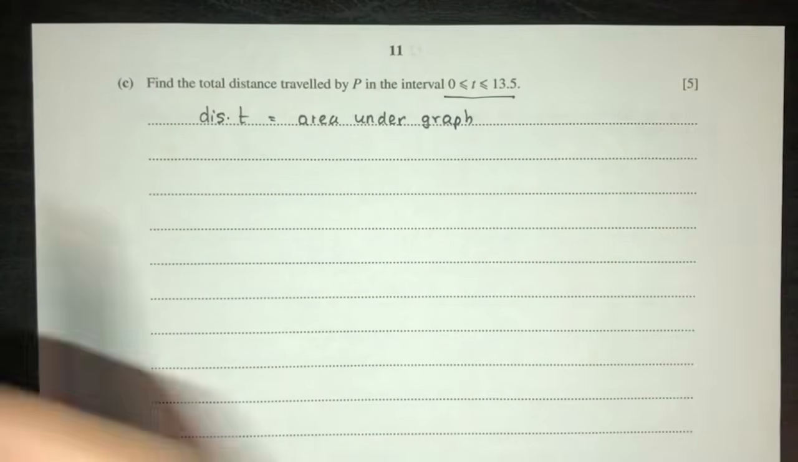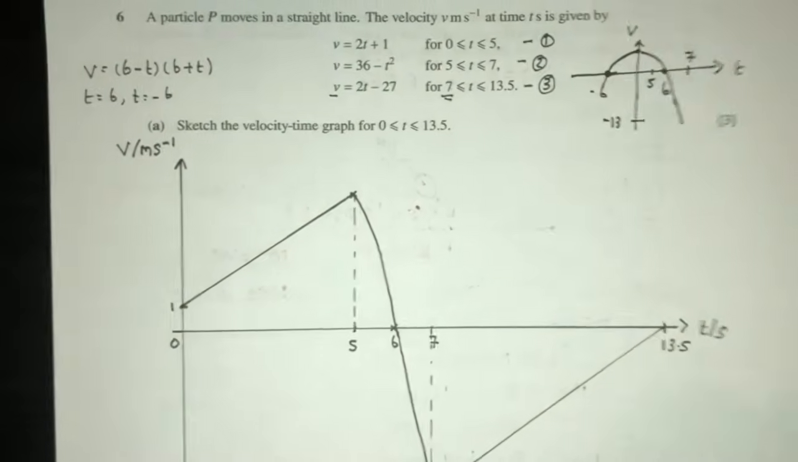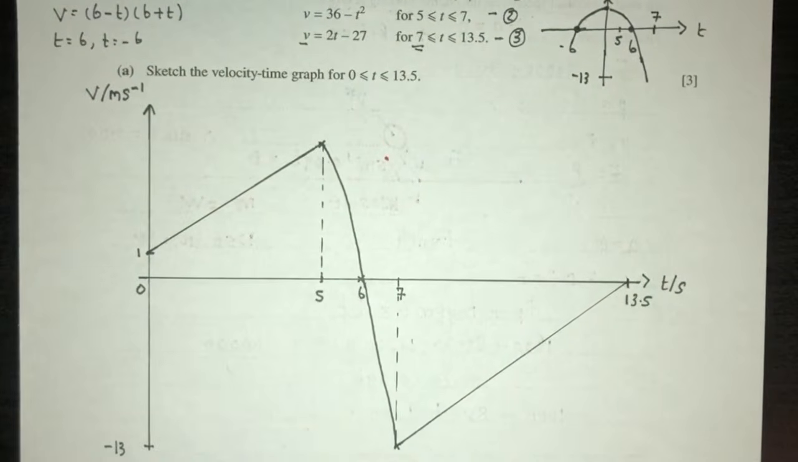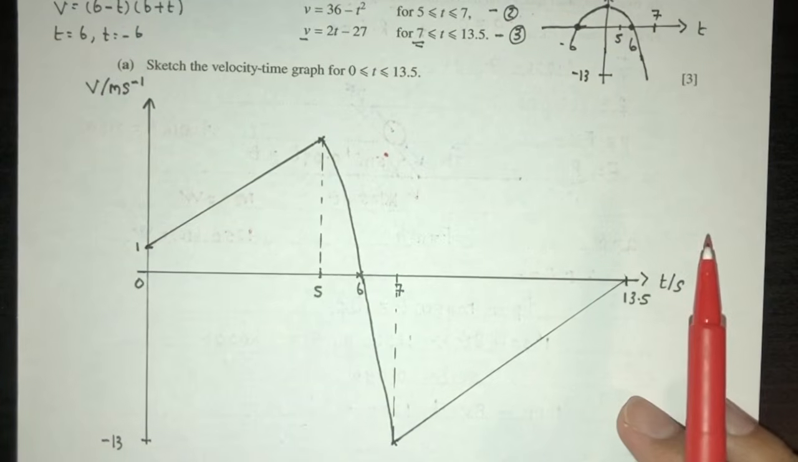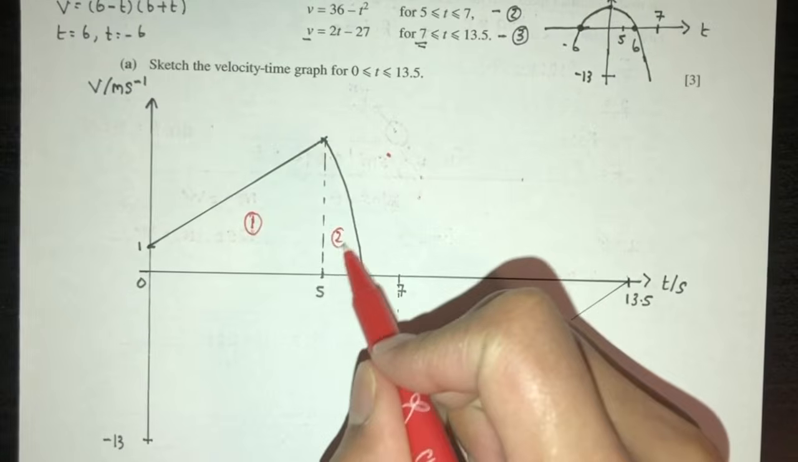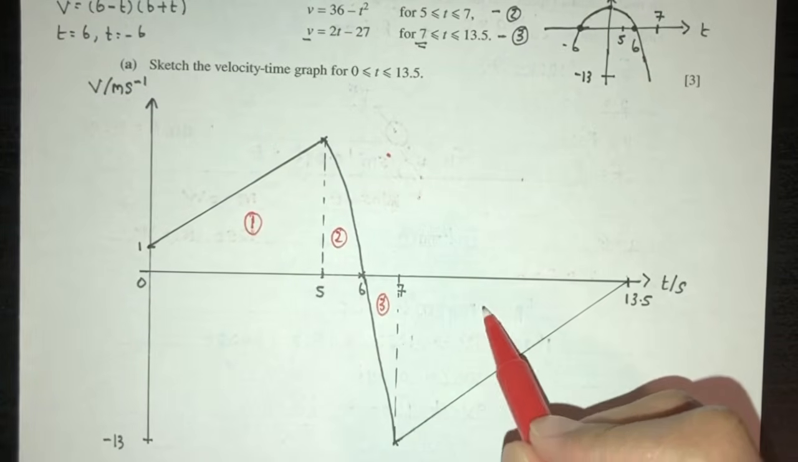Because the area under the graph is defined by different equations, we have to break it down into pieces and then we can find them separately. So this is called number 1, this is number 2, this is number 3, and number 4.